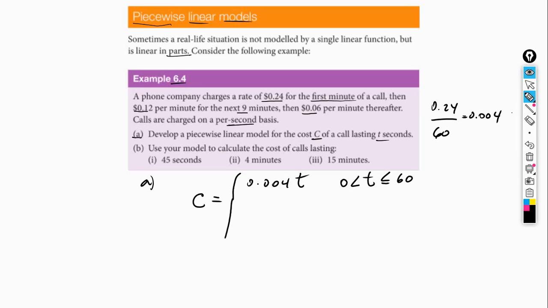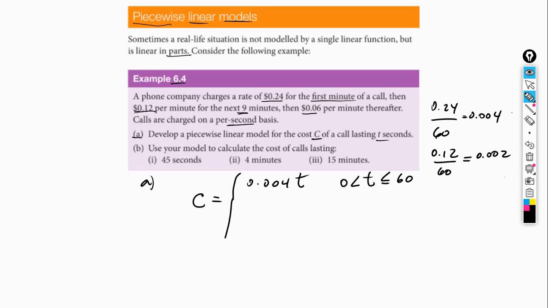Now, for the next 9 minutes, it says that the charge is 12 cents per minute or $0.12 per minute. So that means that we would have to divide 0.12 by 60, and this is going to give us the cost per second. So this is going to be 0.002, so $0.002 per second.